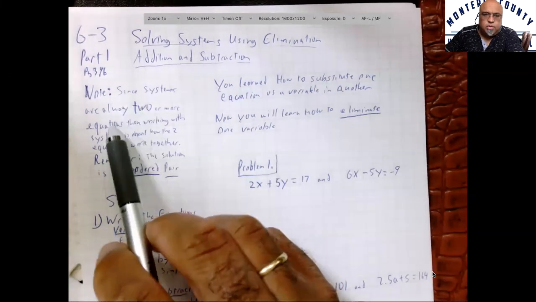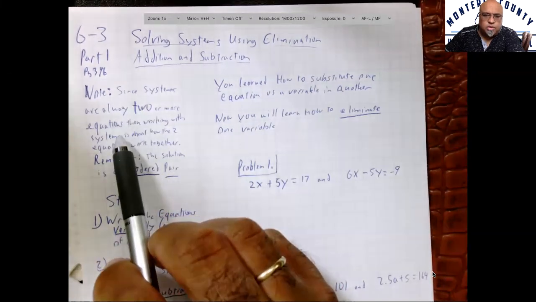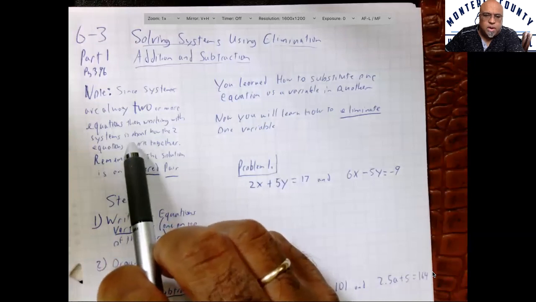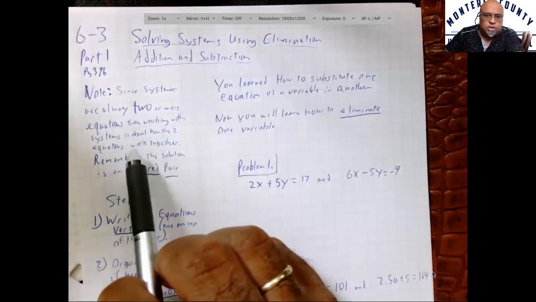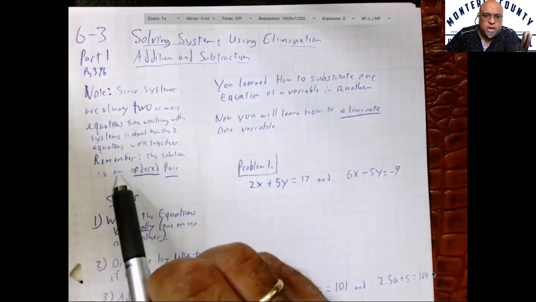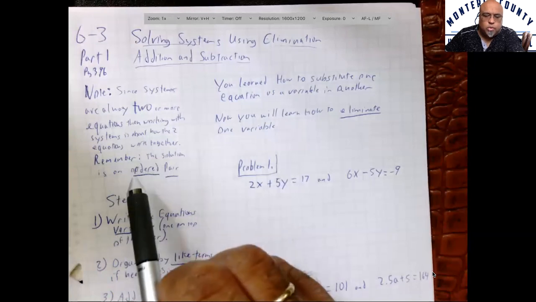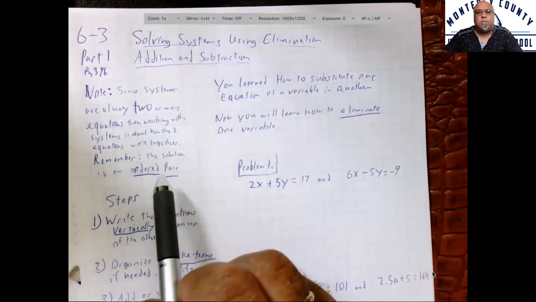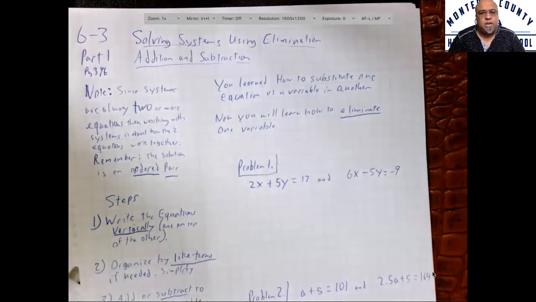Since systems are always two or more equations, then working with systems is about how the two equations work together. And remember that your solution is an ordered pair. You have to come up with an x value and a y value that can be graphed. And when you graph it, that is the cross point between your two lines.